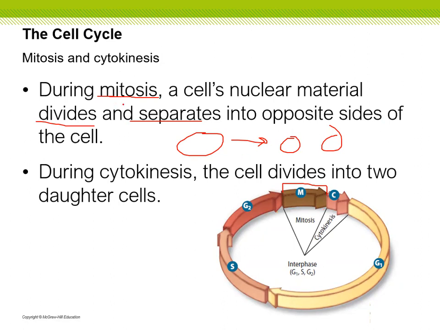So mitosis is when it actually splits. At cytokinesis, this is when it divides into the 2 daughter cells. And we will look at the difference between these two. Because right now you're probably looking at this and thinking, well, isn't this the same thing? It won't be. And it will make sense, I promise.